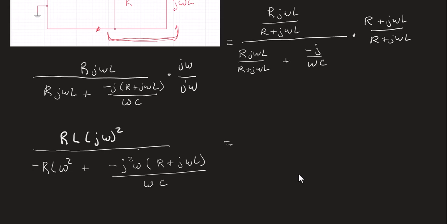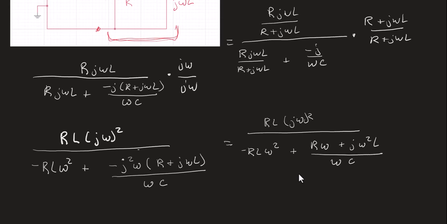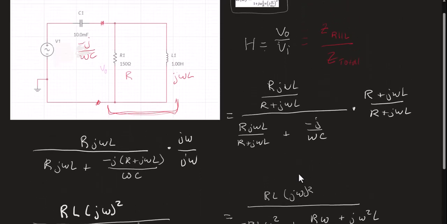So we've got RL times j omega squared over minus RL omega squared. And then minus j squared is just 1, because j squared is negative 1, so minus j squared is just 1. So this gets me R omega plus j omega squared L over omega C. Okay, so let's see how we're looking.